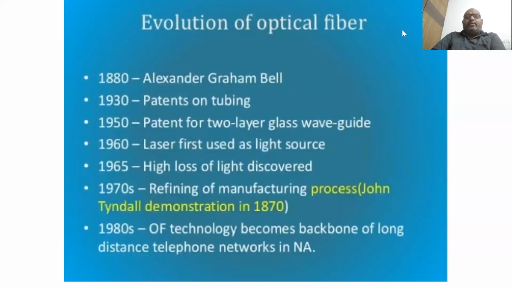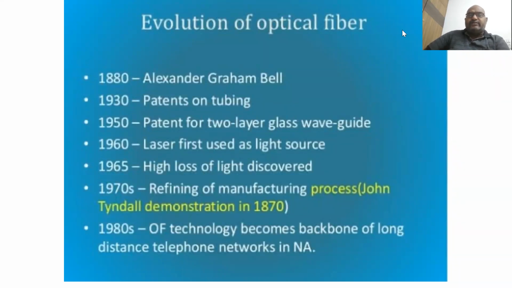The evolution of optical fiber: in the 1880s, Alexander Graham Bell; in the 1930s, patents on tubing; in the 1950s, patents for a two-layer glass waveguide system. In the 1960s, lasers were first used as a light source, the first being a ruby laser by Maiman. In 1965, high loss of light was discovered. In the 1970s, refining of the manufacturing process.